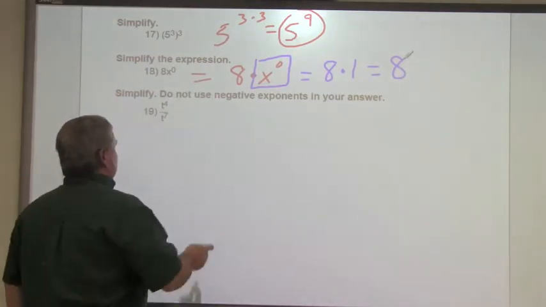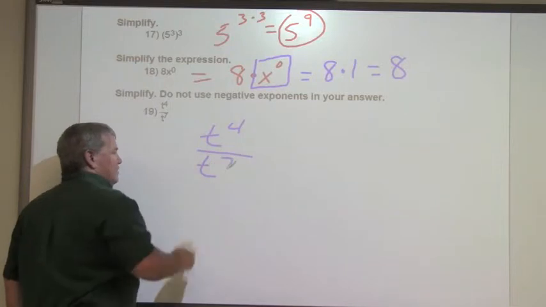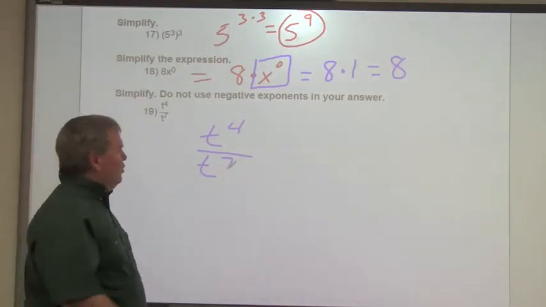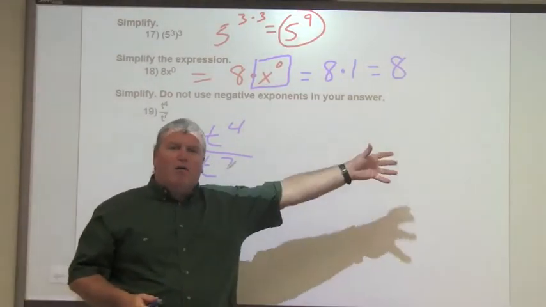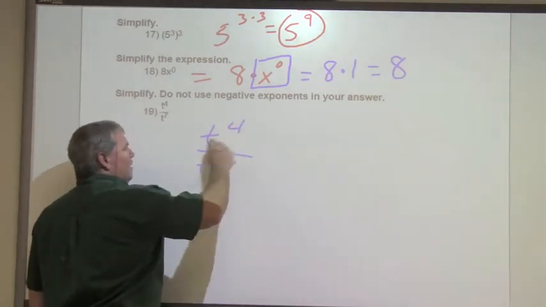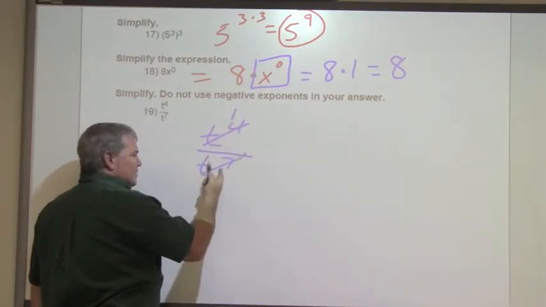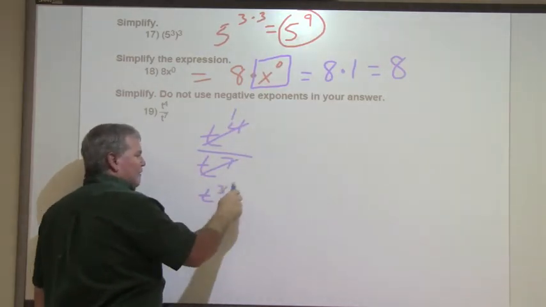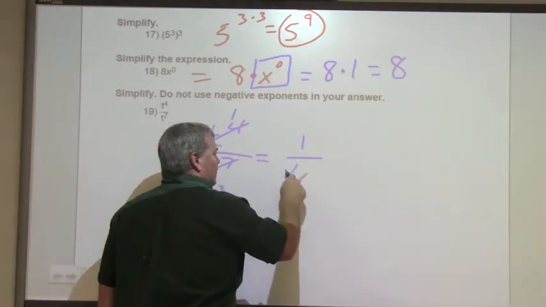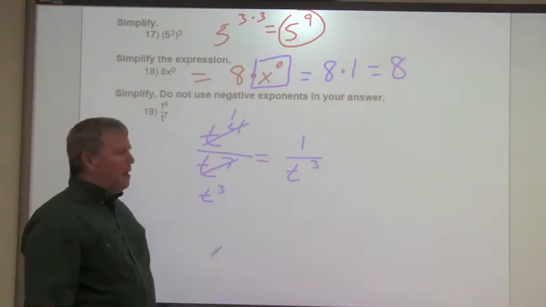Now the way I like to do this one is I've got 4 t's on top, 7 t's on the bottom. Now we can do it like we did earlier, where we just write out all 7 t's on the bottom, all 4 up here. But here, these 4 simplify with these 7 and leave me with what? 3 on the bottom. So basically I get 1 over t to the third. That's the quickest way that I know how to do that type of problem.